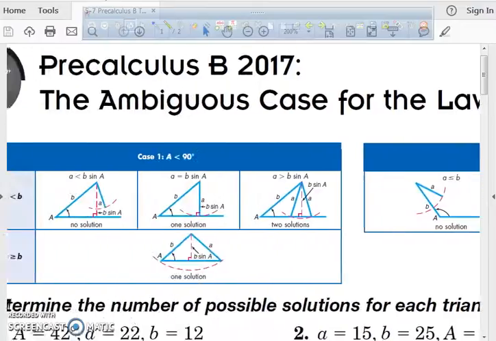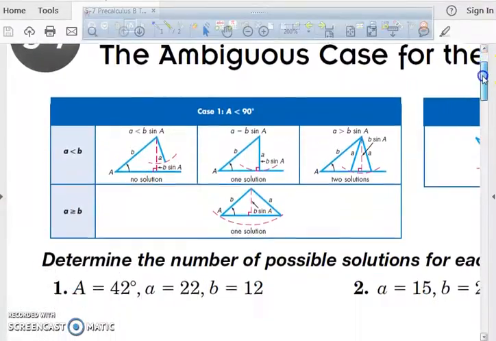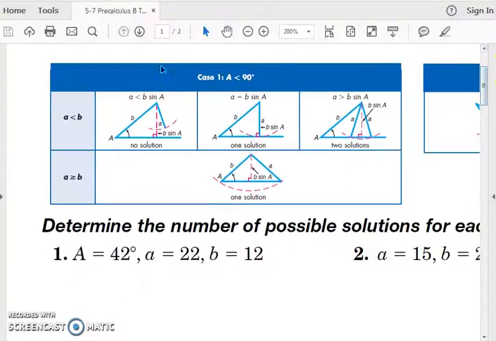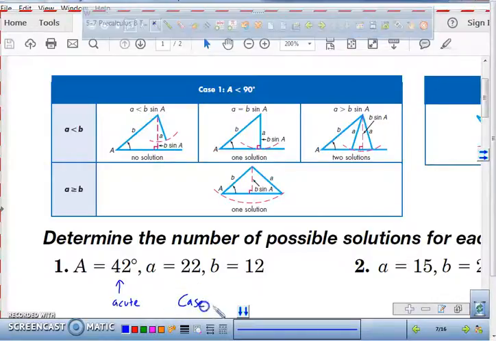So right now we're going to look at problem number 1, and we're going to figure out which one of these particular scenarios is in play. All right, so we have angle A, 42 degrees. Ooh, that means we're dealing with an acute angle, which means we are definitely in what? We're in case number 1.